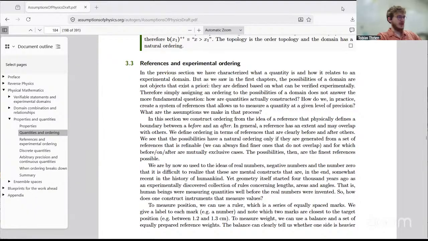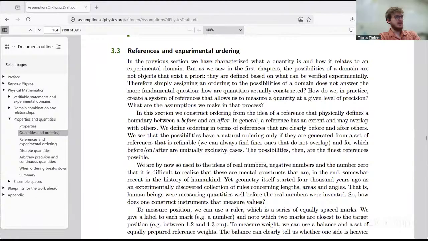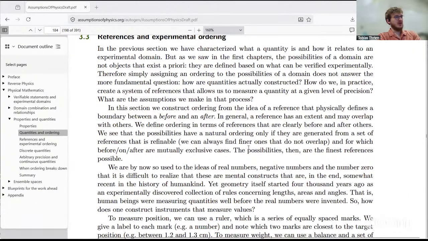References and experimental ordering. In the previous section, we have characterized what a quantity is and how it relates to an experimental domain. But as we saw in the first chapters, the possibilities of a domain are not objects that exist a priori. They are defined based on what can be verified experimentally. Therefore, simply assigning an ordering to the possibilities of a domain does not answer the more fundamental question: how are quantities actually constructed? How do we do it in practice?